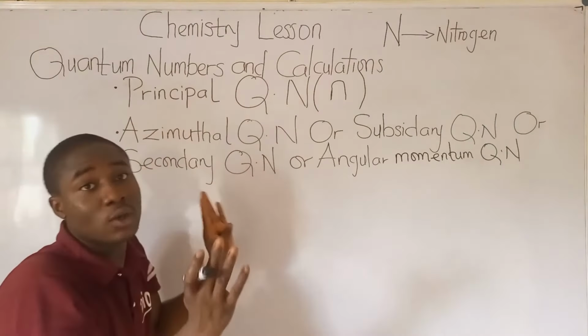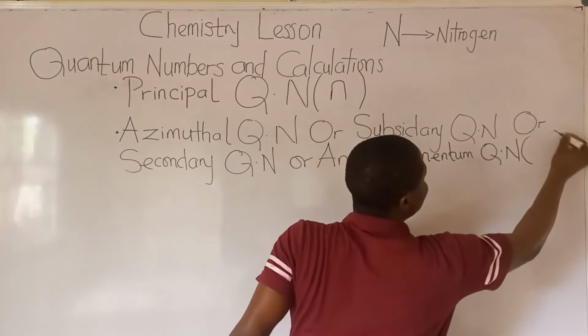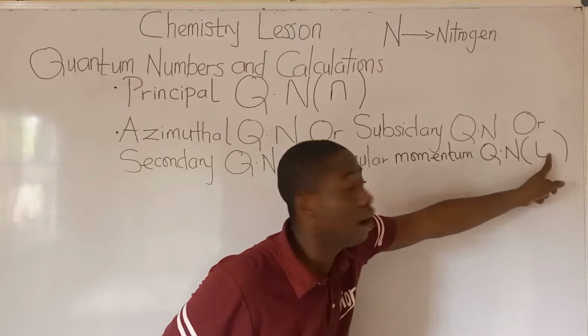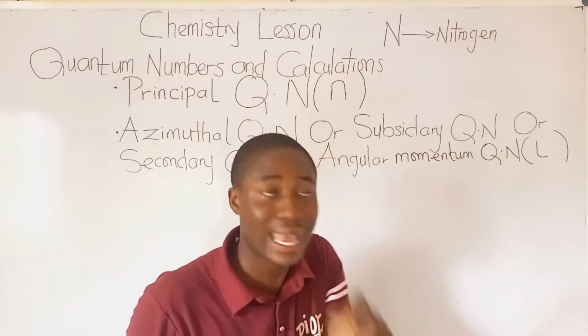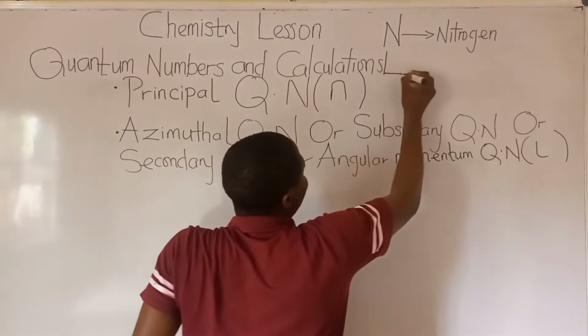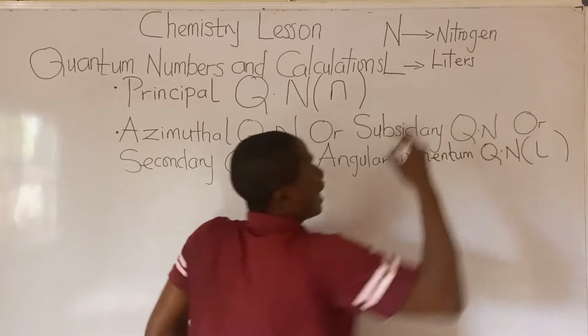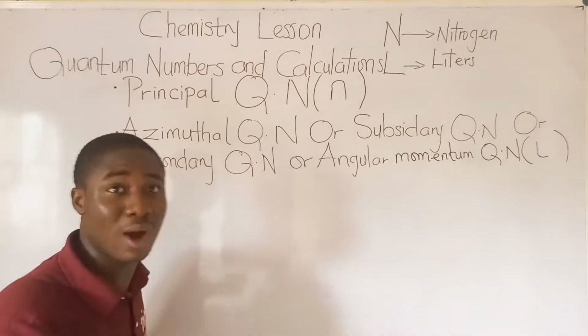All these names refer to one quantum number, which is denoted with the symbol l. Small letter l, not capital letter L, because capital letter L can mean liters. It is basically small letter l. That's the symbol to which we denote the azimuthal quantum number.